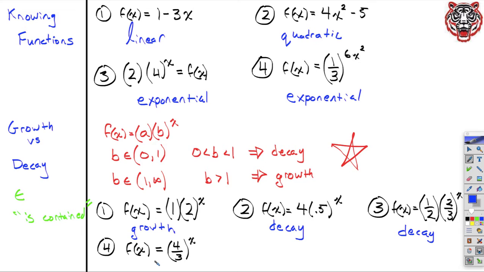I think it's growth. Why growth? Because it's 4/3, so it's above 1. I like how you answered that. 4/3 is bigger than 1. Yes, it is growth. You have it right. Good job.